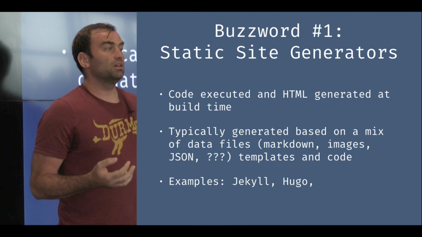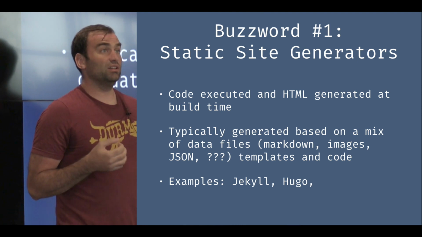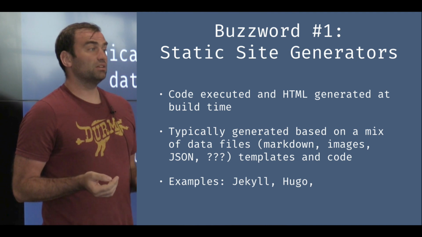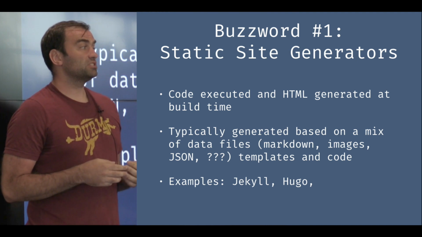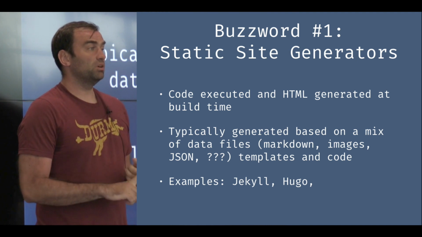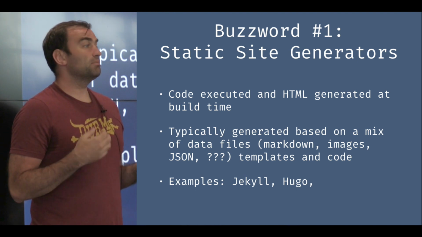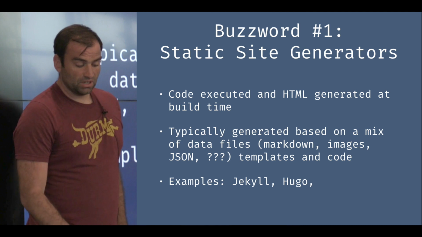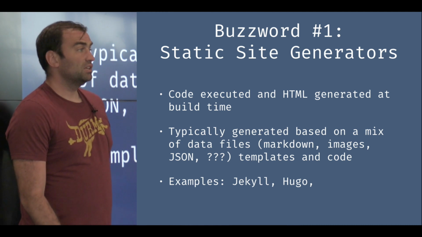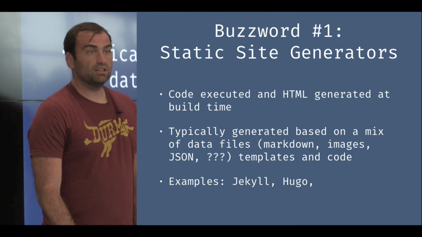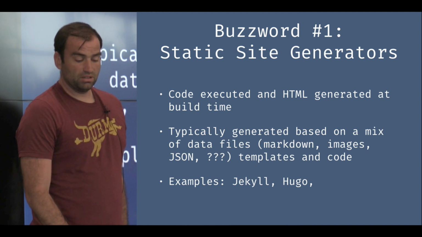It's going to be based on a mix of data files. Likely, Markdown is very popular here. Most of the popular static site generators end up using Markdown, but it can be JSON, it can be CSVs, it can be image files, it can be really whatever. Jekyll and Hugo are popular ones. Right now, Gatsby is becoming popular.